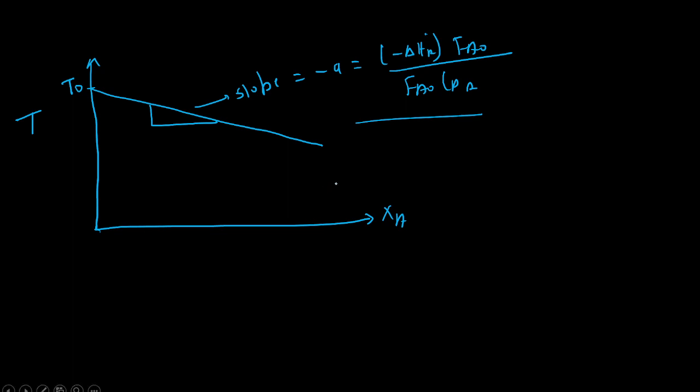Sometimes if it has been asked in the problem to calculate the maximum temperature, the maximum temperature will be when the conversion is maximum. So XA is equal to 1, right? This is the kind of thing that one can ask in the numerical.